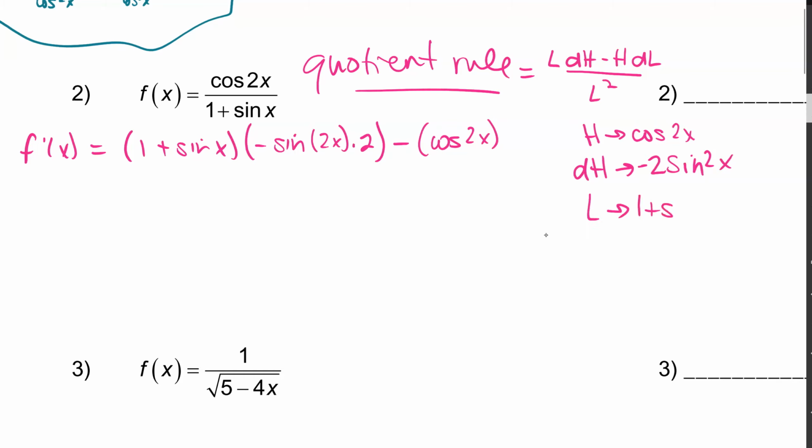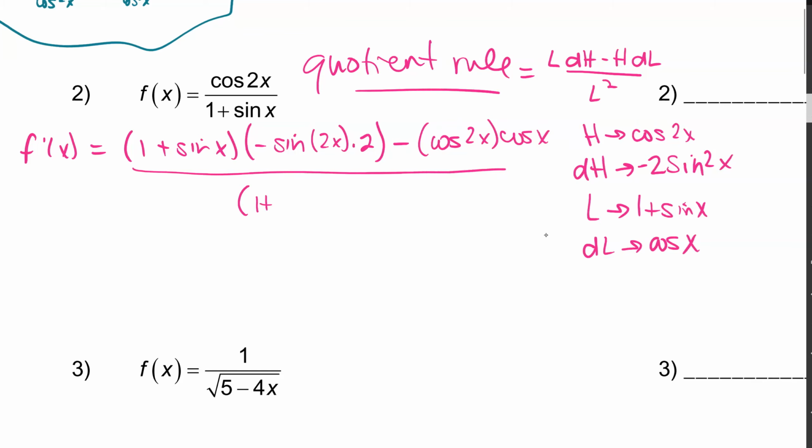Low, 1 plus sine of x. D low, literally just cosine. Cross the line and square the low.